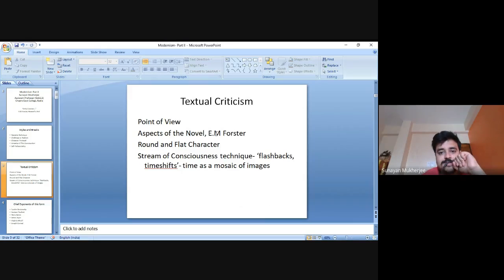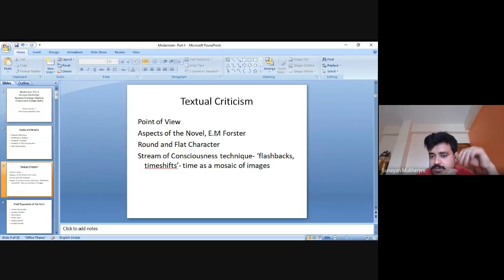The textual criticism involves the point of view. Okay, as E.M. Forster in his book Aspects of the Novel had said, in the modern novel, there are different points of view. There is the third person narration, which is very important. Okay, that is, you do not see a clear-cut analysis of the character, but a different, elusive way of referring to the character. There are the round and the flat characters, and the stream of consciousness technique.